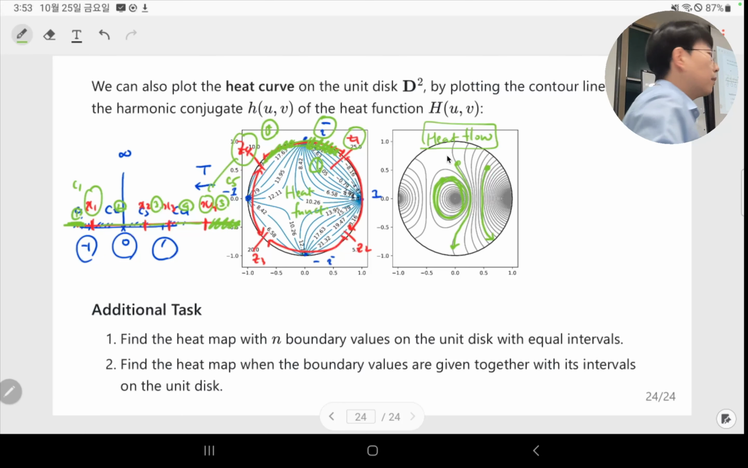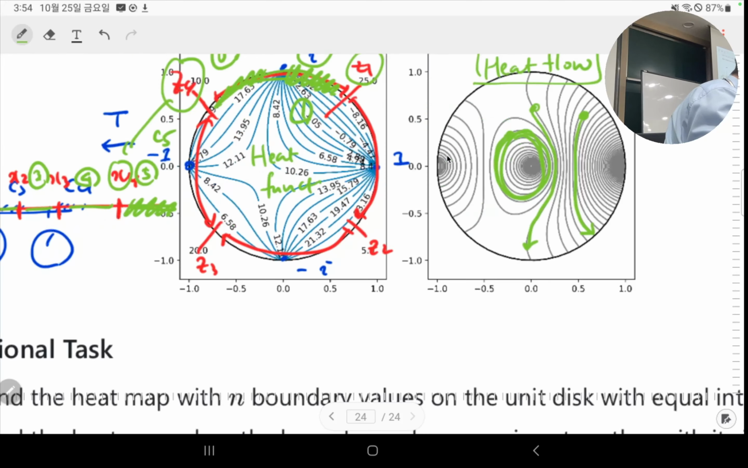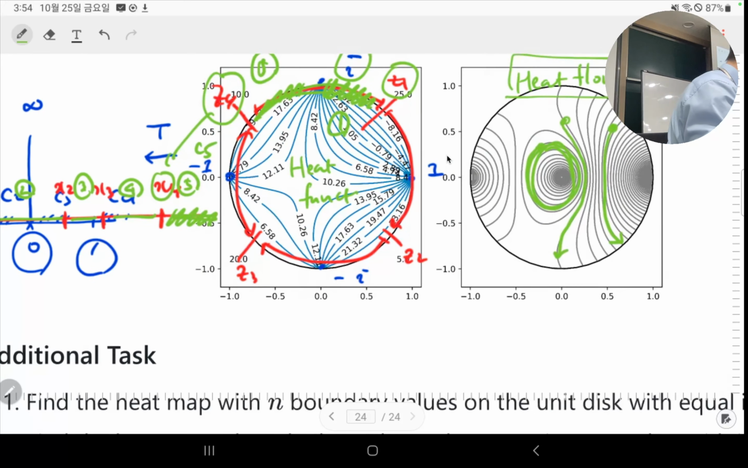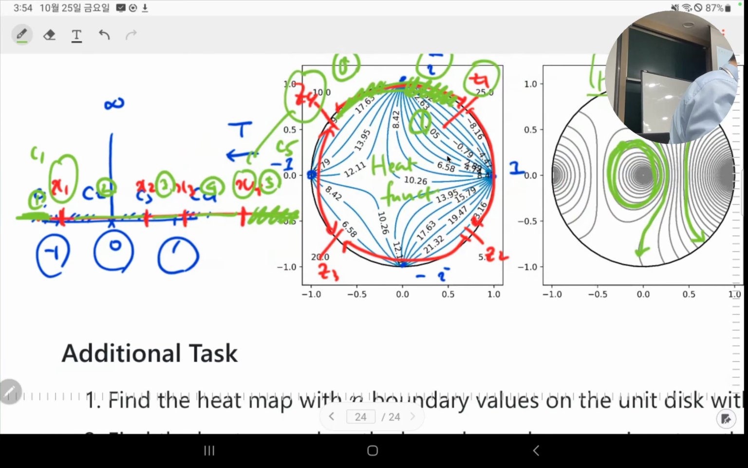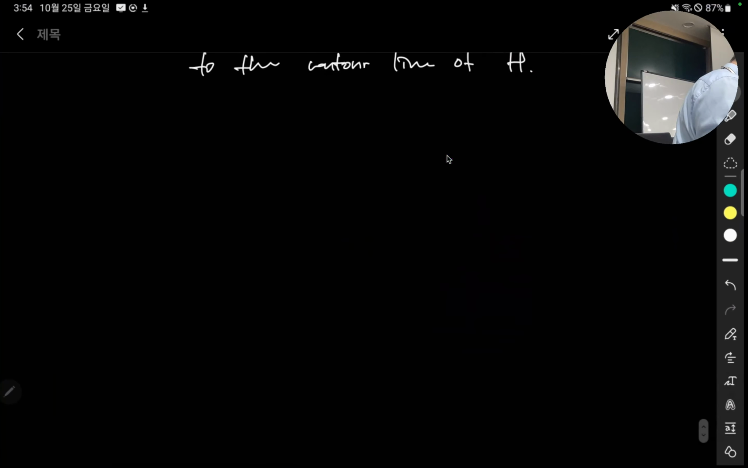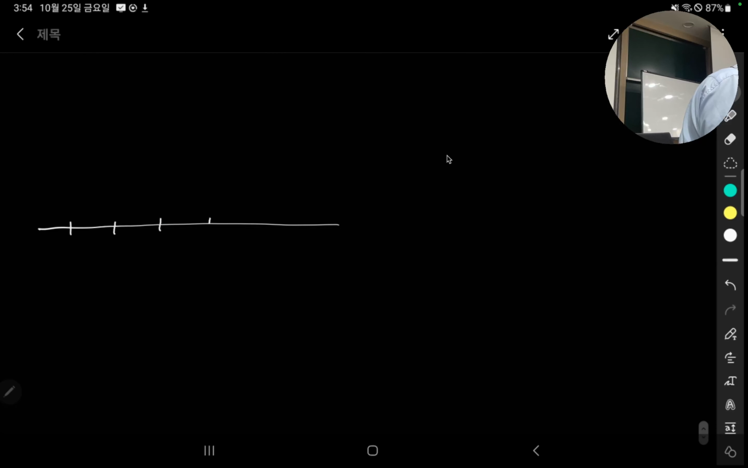What would be like 6 and 7? Boundaries. You want to make another boundary? Yeah, 6. Yeah, you can make more boundaries then. Let me do it here. So 1, 2, 3, 4, 5, 6, 7.